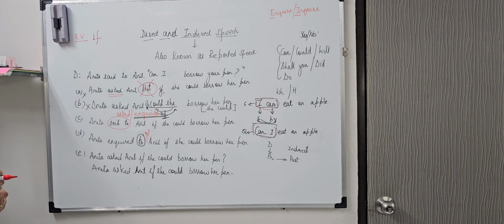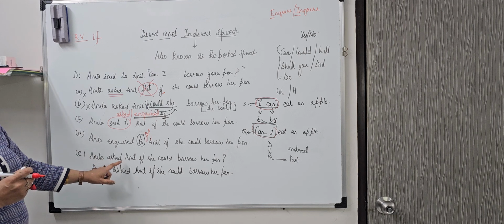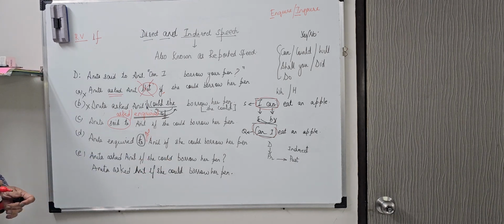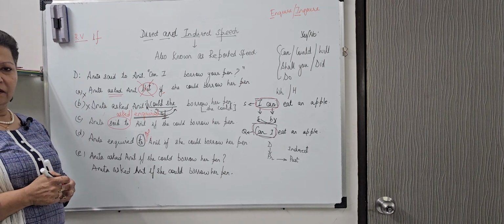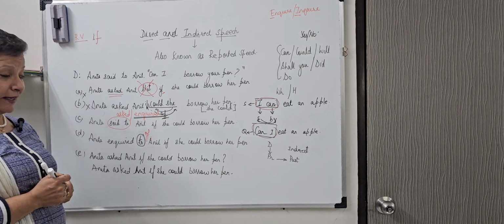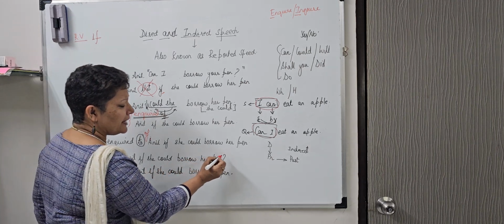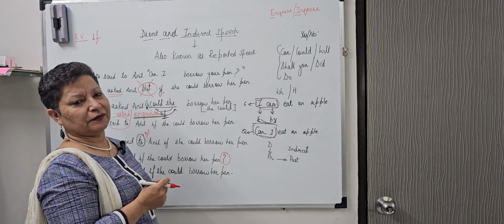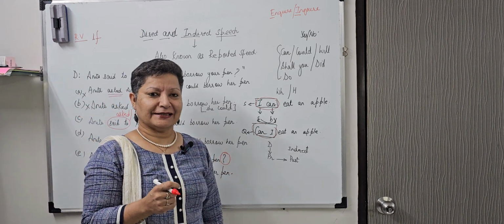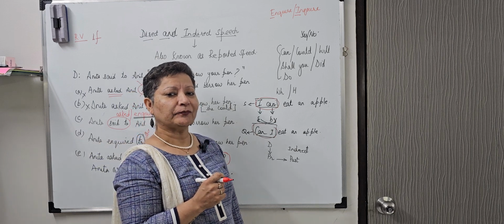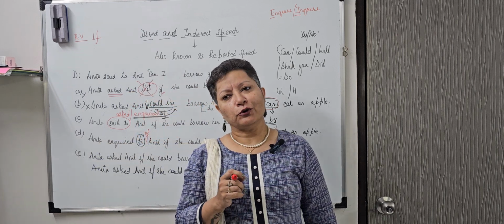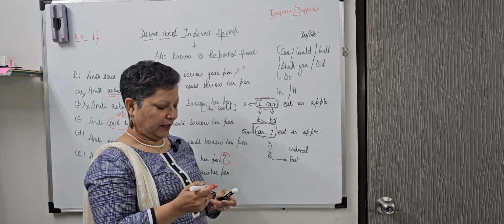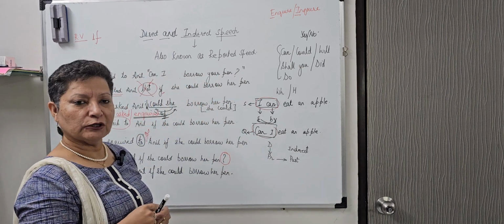Now coming to the next one. Anita asked Anil if she could borrow her pen? By the look of it, it looks perfect. Is there any mistake? Yes, there is. And it's a very minor mistake, but that can lose you your marks. Remember, you converted it into a sentence. It is no longer a question. You cannot have your question mark here. And so that makes this option also wrong.